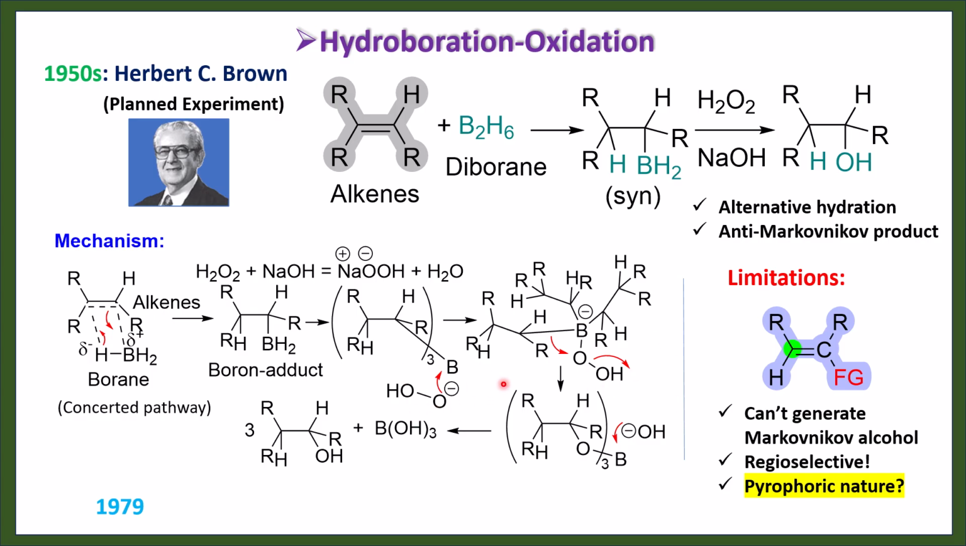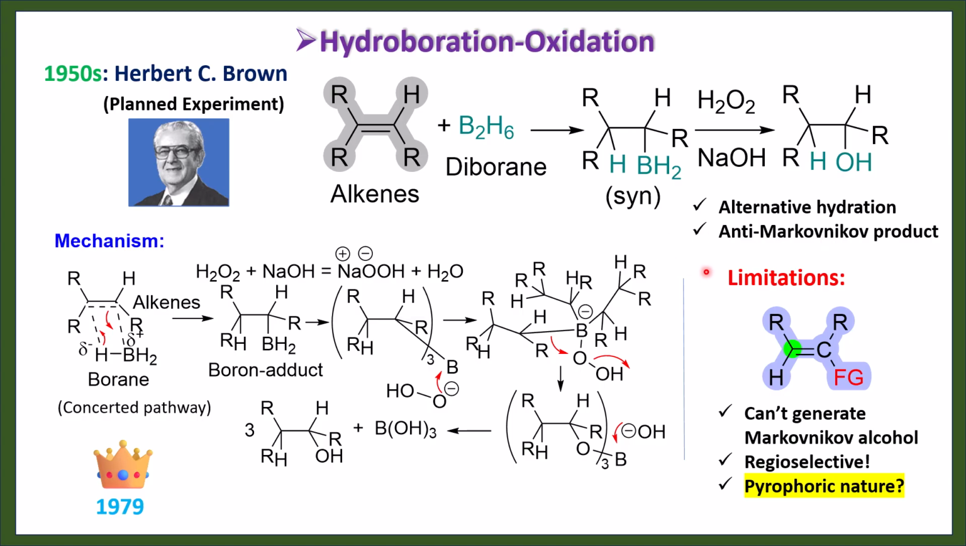The hydroperoxide anion reaction gives the alkoxide borate, and further the hydroxide ion adds to the boron and generates three moles of the terminal alcohol and boric acid. So in the 1970s, for his extensive work on boron, and interestingly because he solved how to synthesize the terminal alcohol, he received the Nobel Prize in 1979.